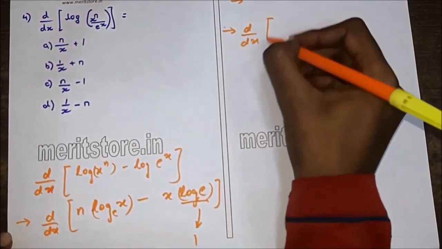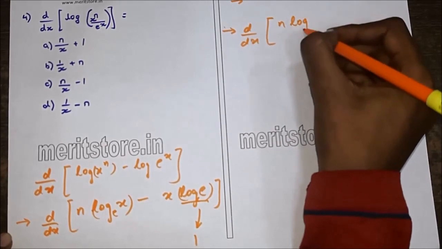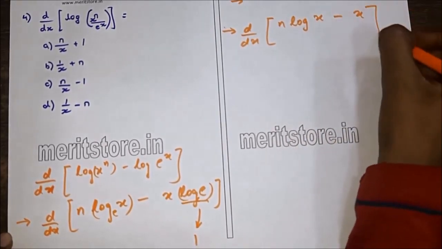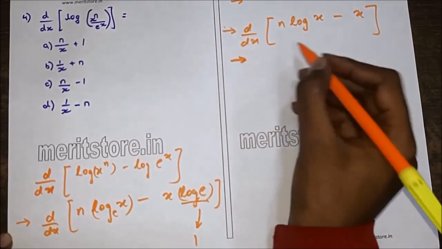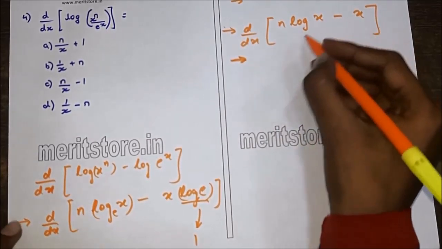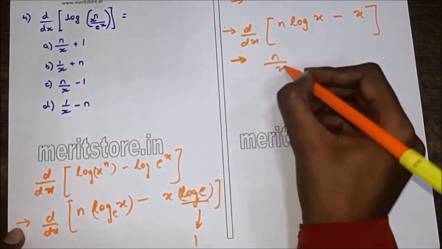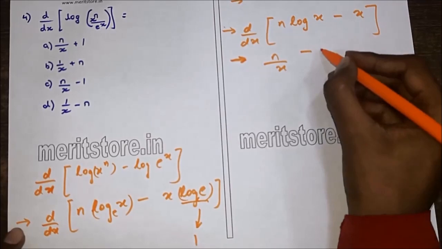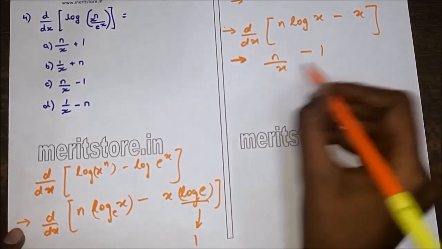d by dx of n log x minus x. So now we differentiate. Differentiation of log x is 1 by x. So this is n by x and differentiation of x is 1. So n by x minus 1, which is option C.